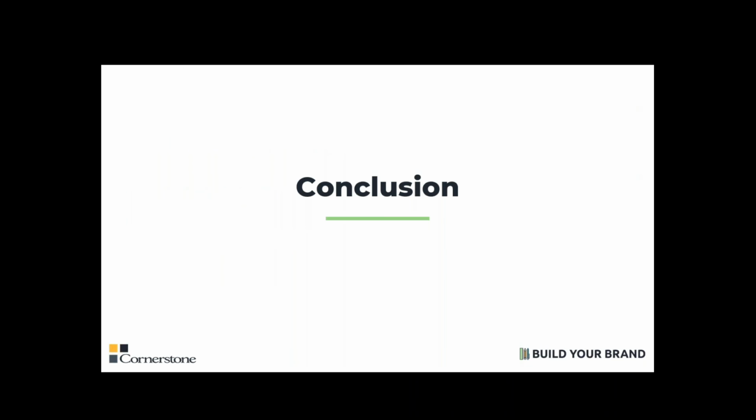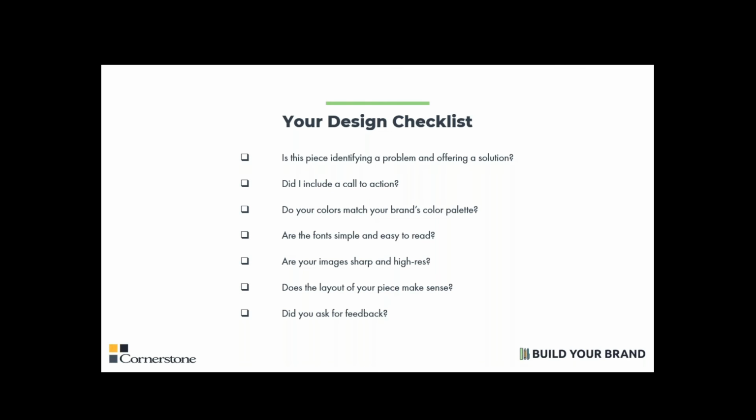So as you consider your own marketing, let's go through this checklist, and I would encourage you to write this stuff down and then keep it at your desk every time you make a new marketing piece. First question, is this piece identifying a problem and offering a solution? That's going back to the design process that we discussed. The problem, the solution, and then continually asking for feedback. Did I include a call to action? Can my clients and prospects actually take action on what I created?